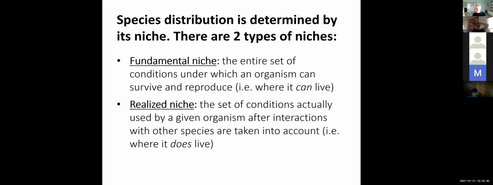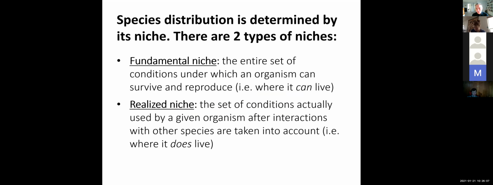All right, part 3 of this lecture is talking about species distribution. Right, so species distribution, and again, to remind you, species distribution is where you're finding these species, where they are located in the environment, and it is determined by the species niche. There are 2 types of niches that we need to talk about when we're talking about species distribution. The first is the fundamental niche.